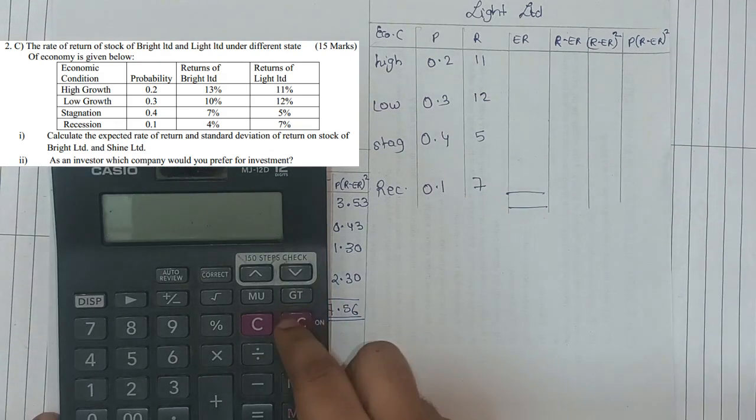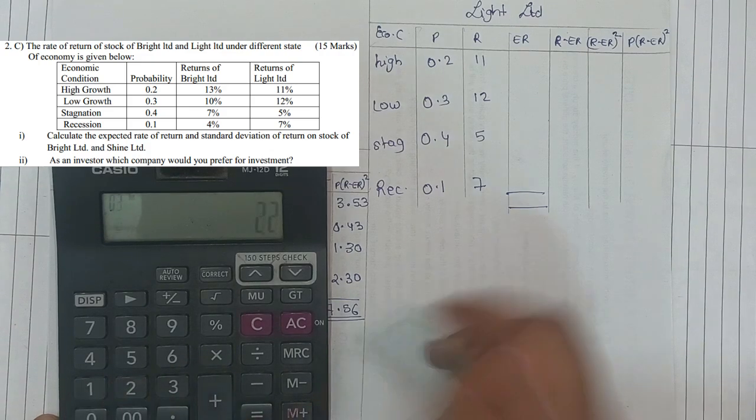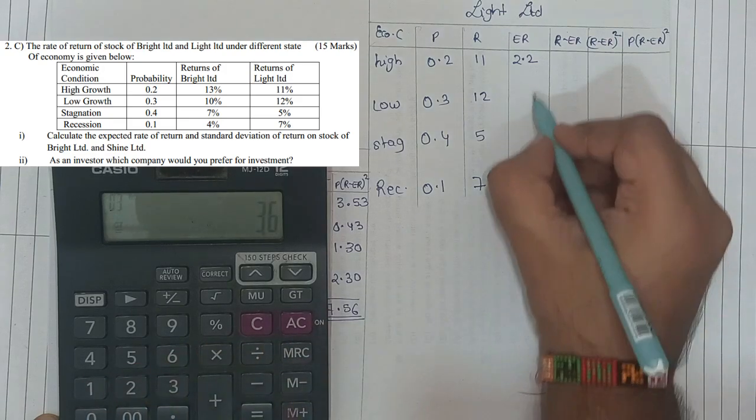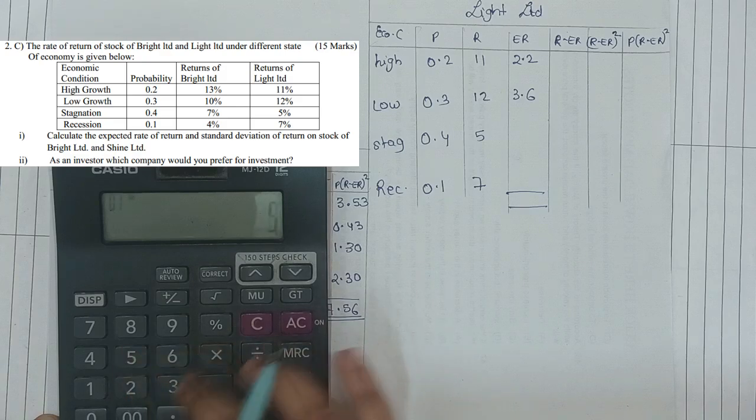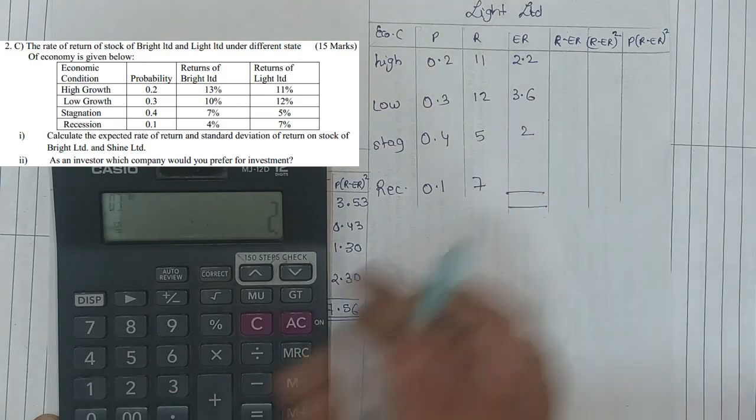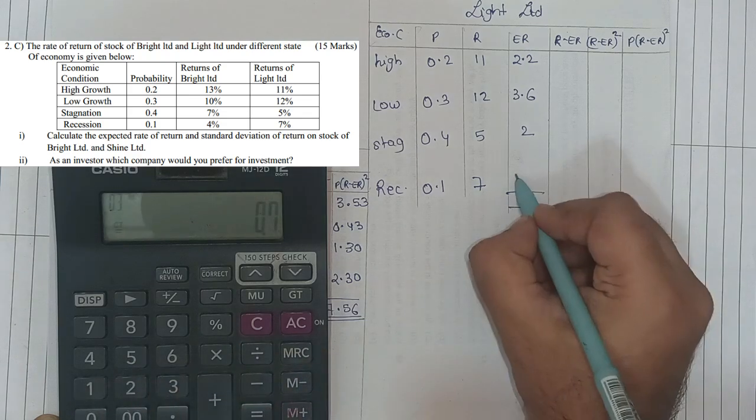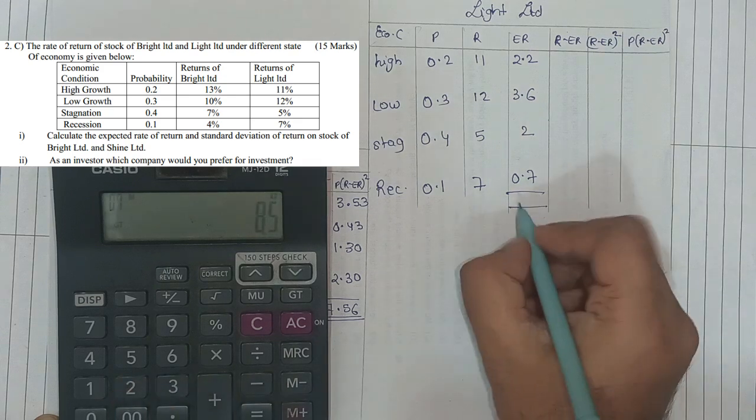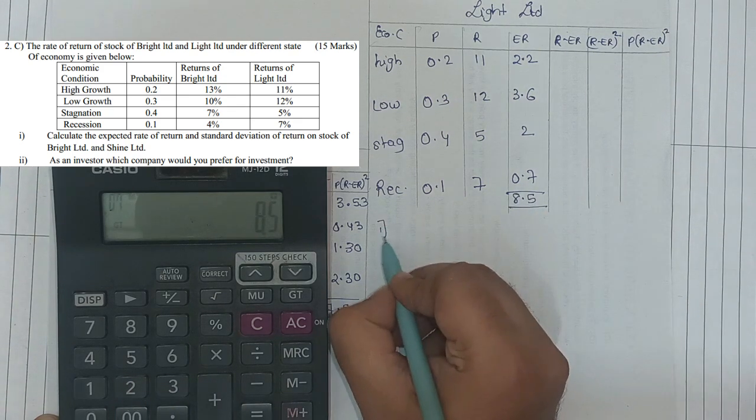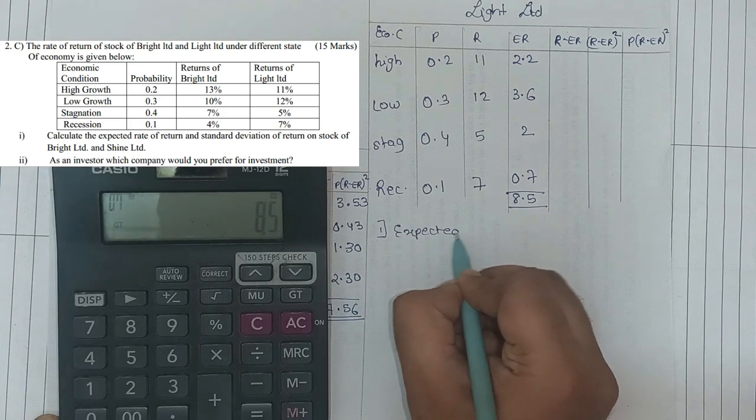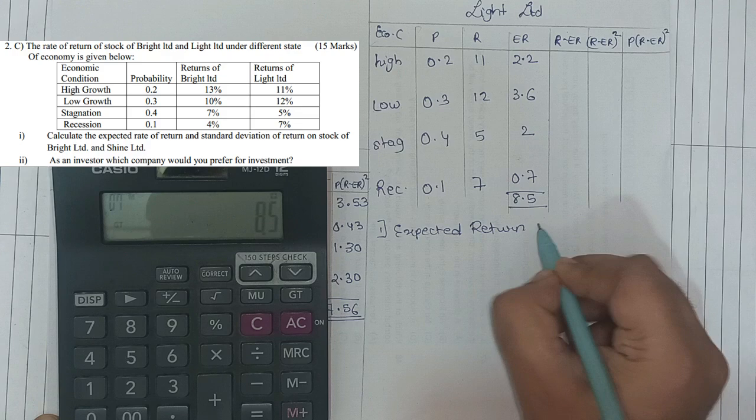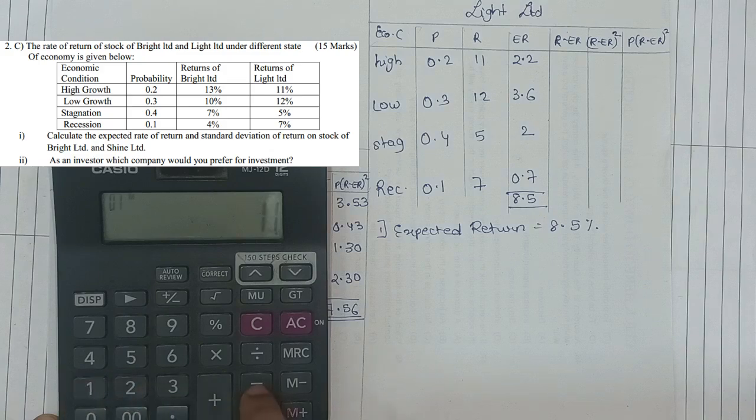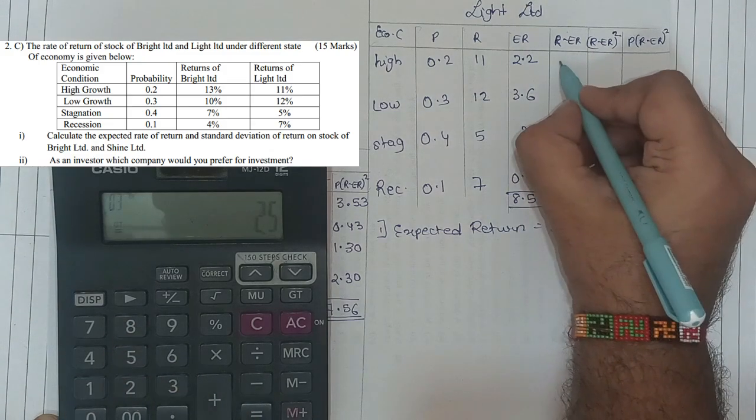Chalo, let us multiply them. 11 into 0.2, that's 2.2. 12 into 0.3, 3.6. 5 into 0.4 is 2, and 7 into 0.1 is 0.7. We add up all this, 0.7 plus 2 plus 3.6 plus 2.2, we get the value as 8.5. Therefore, number 1, expected return is 8.5%.